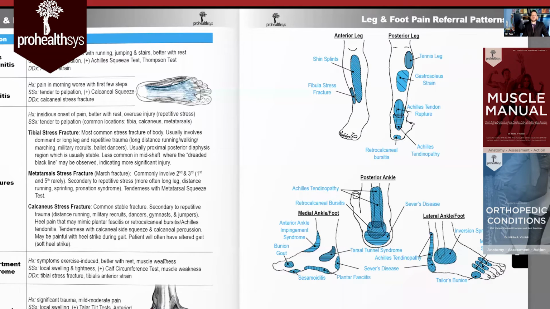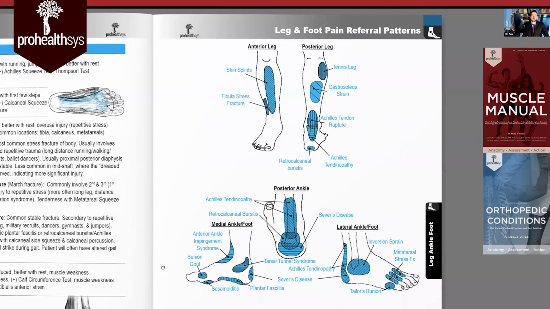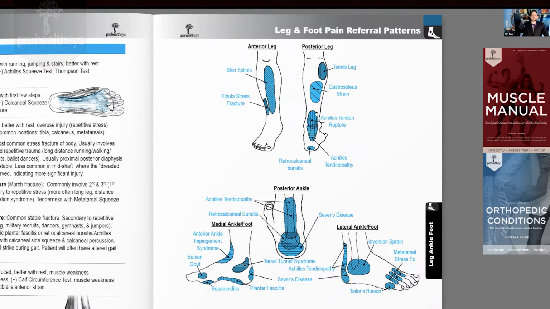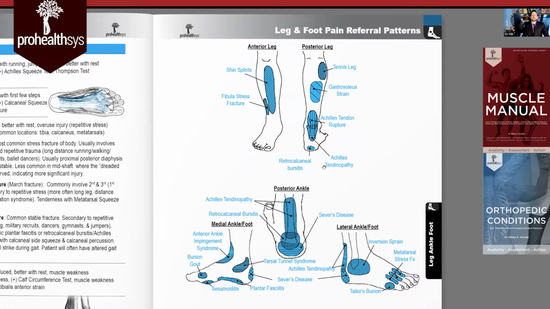You should also be aware of pain referral patterns for the leg and foot. Pretty standard. You can see things like a gastrosoleus strain, Achilles tendon rupture. I've seen a few of these in the clinic lately. You can also see Achilles tendinopathy a little bit more distally, usually retrocalcaneal bursitis, but don't call it just that. Retrocalcaneal bursitis secondary to what type of pathology or overload of the tissue.